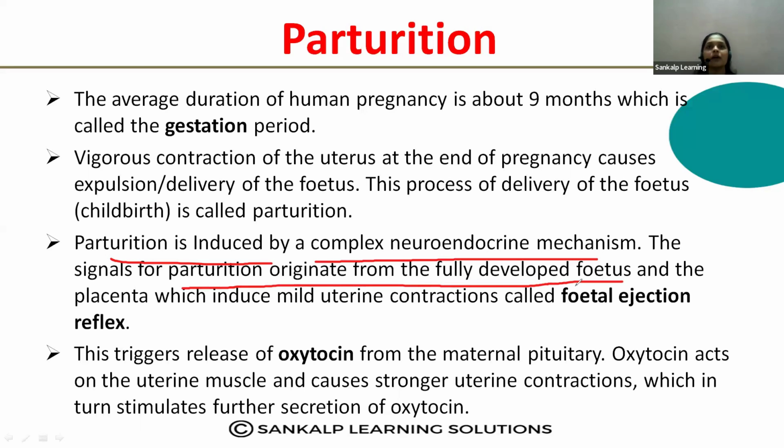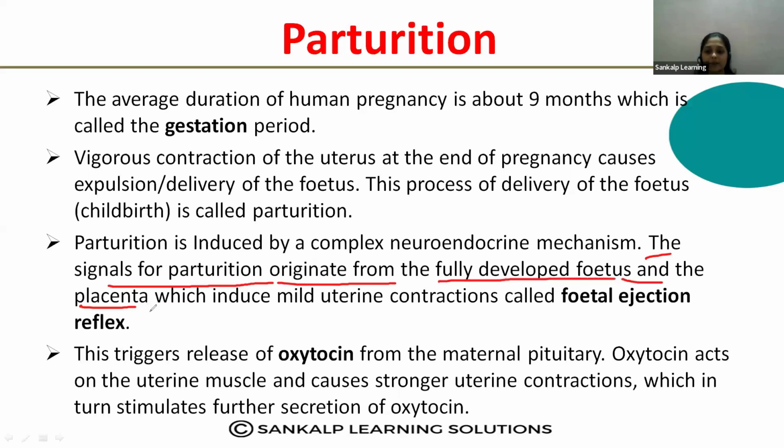So when the fetus is ready for the delivery, some signals develop from the fetus, and that leads to the parturition. Means when the signals reach the neuroendocrine system, there is a mild induction of uterine contraction and the fetal ejection reflex. So what is the fetal ejection reflex? The signals for the parturition originate from the fully developed fetus and the placenta.